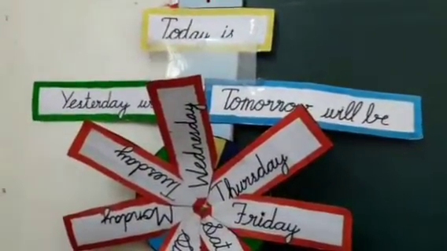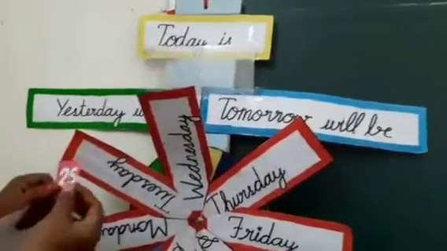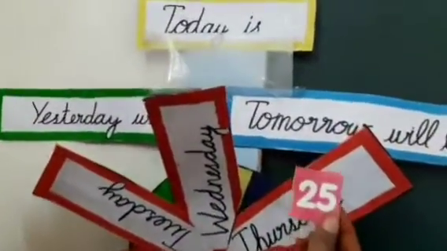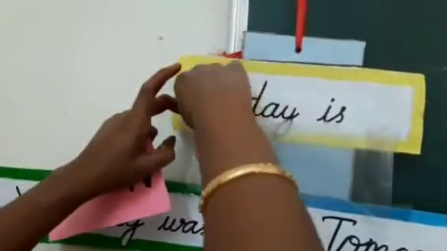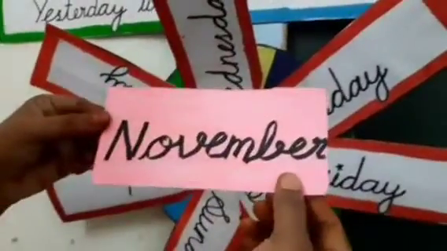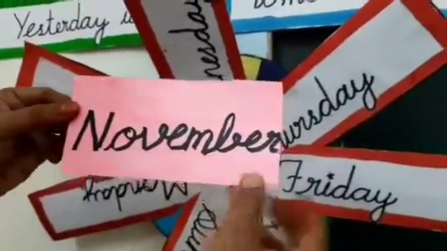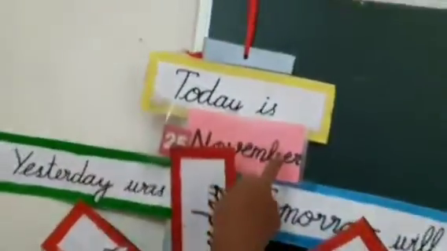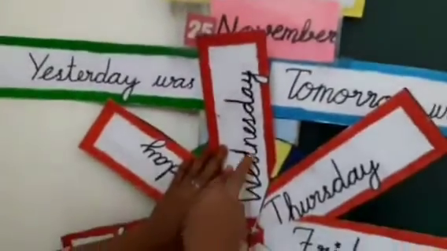The date is 25. Very good. And what is the month? This month is November. Very good. 25th November, and the day is Wednesday.